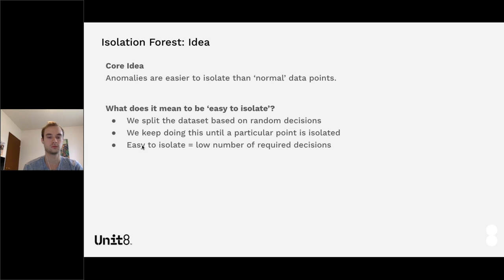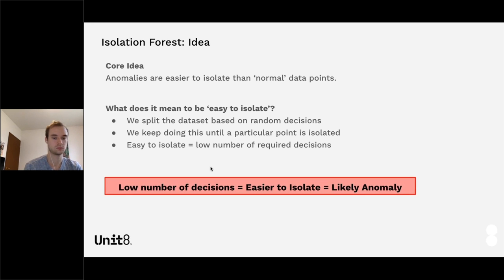We're going to show you this a bit more concretely in a simplified version of isolation forest in 2 dimensions. But keep in mind that a low number of decisions means the point is easier to isolate and is likely an anomaly.